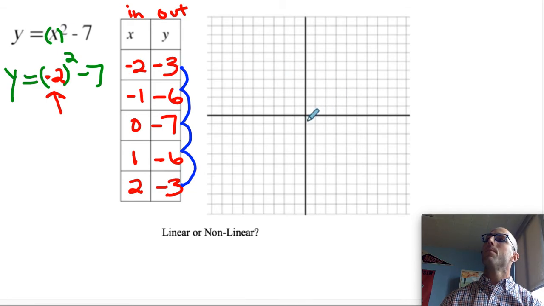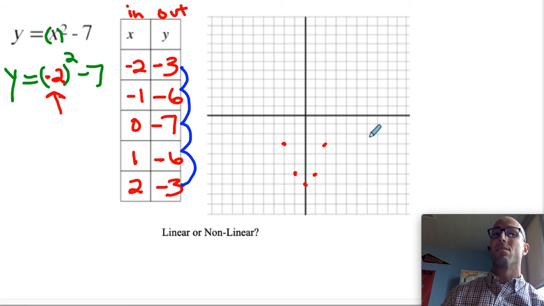Negative 2, negative 3. So negative 2, negative 3 is down there. Negative 1, negative 6. Negative 1, negative 3, 4, 5, 6. 0, negative 7. So 0 means I'm not going to go to the right or left, but I have to go down to negative 7. 1, negative 6. So positive 1, negative 6. And 2, negative 3. All right. Definitely not linear, right? So what the heck does this look like?